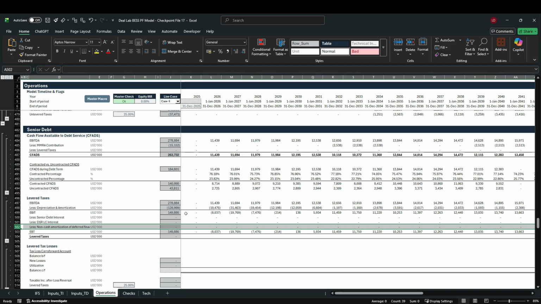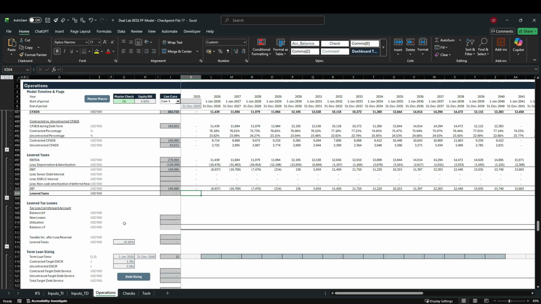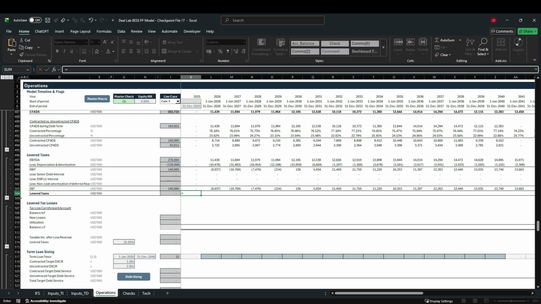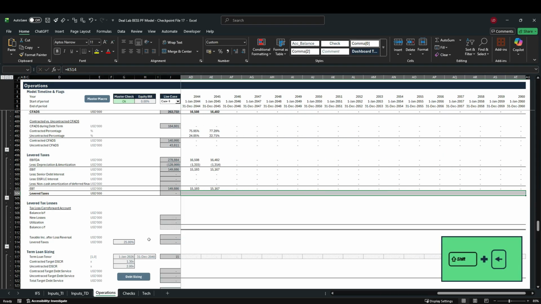And now we cannot simply calculate our levered taxes based on the taxable income, because what we still have to consider, just like in the previous lesson, is our tax loss carry forward account. So for the levered taxes in row 504, we'll have a simple linkage to row 514, in which we'll consider our tax loss reversal. Hit enter and let's drag this over, Control R.